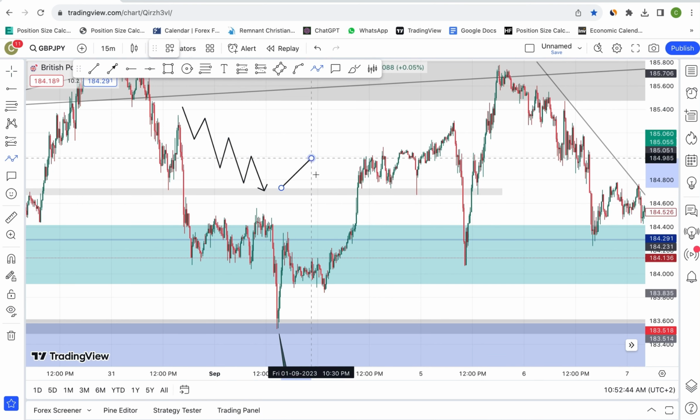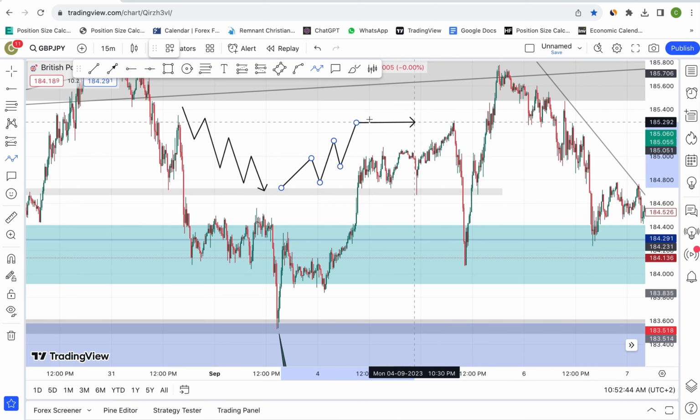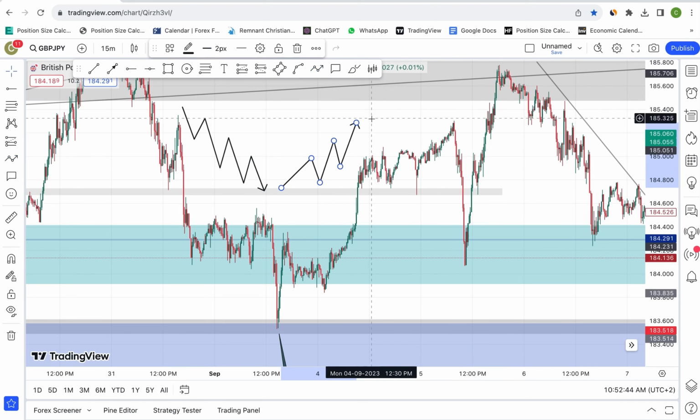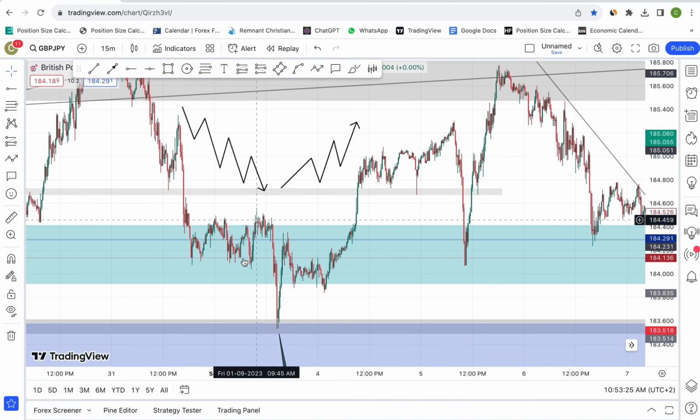Higher high and a higher low, higher high and a higher low, higher high. So this is the kind of trade I trade, a flip zone setup. It has to be clear to me. It has to be very clear. It has to give me a very clear direction. What I understand about trading is patience.